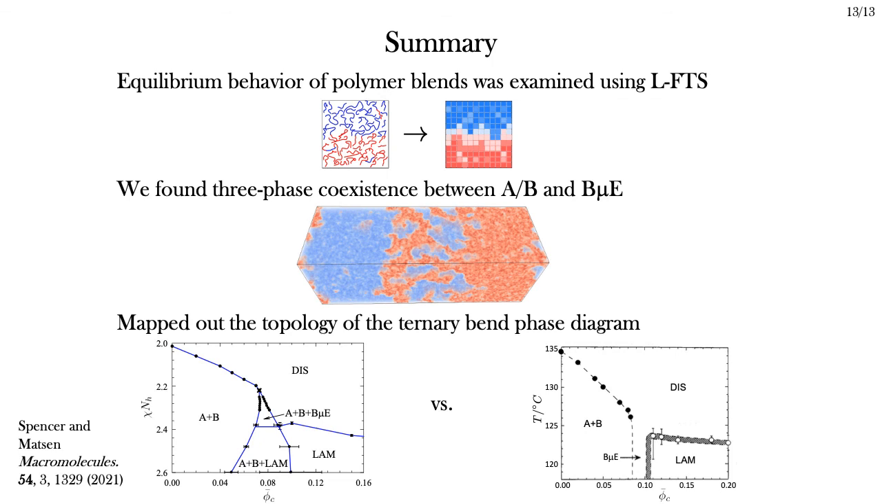There are some notable differences between the topology that we found and that seen in experiments, but we think these discrepancies can be attributed to metastability issues in the experiments. These structures evolve very slowly, and it seems likely that the system simply did not have enough time to macrophase segregate into three-phase coexistence.